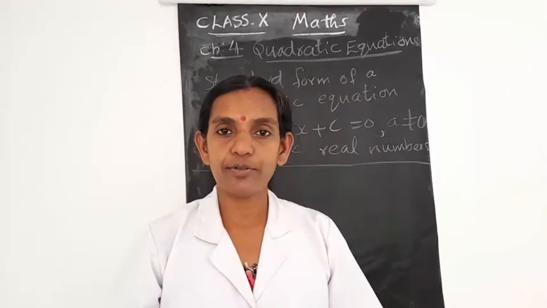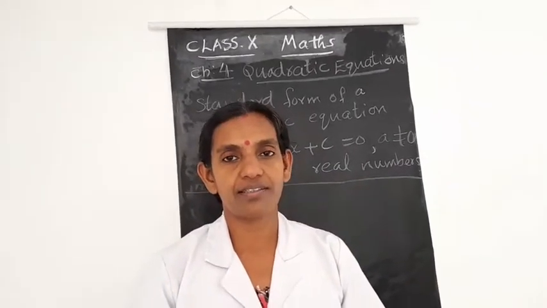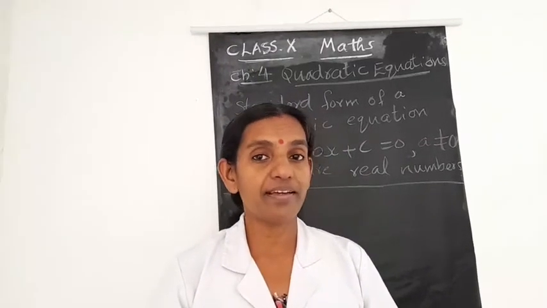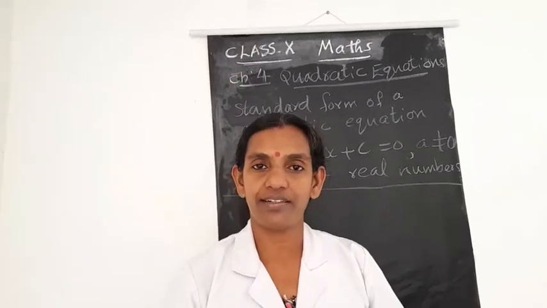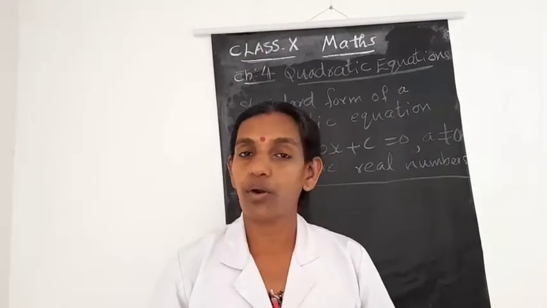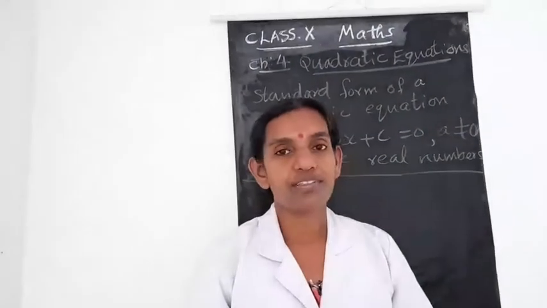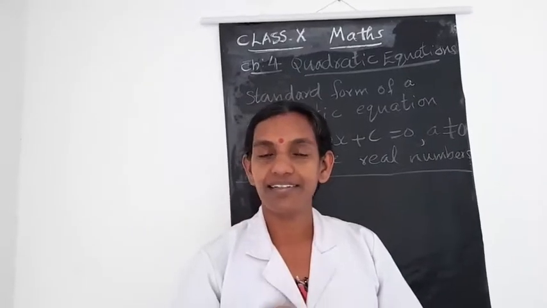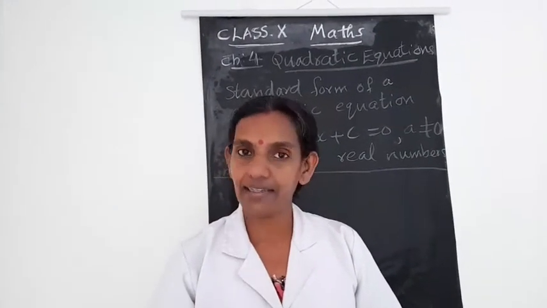Today we can start a new chapter, that is chapter 4, quadratic equations. You have studied the chapter polynomials. Do you remember that? Some different types of polynomials you have studied: linear polynomial, quadratic polynomial, cubic polynomial, etc. Can you say what is a linear polynomial? A polynomial with a degree 1. That is a linear polynomial.